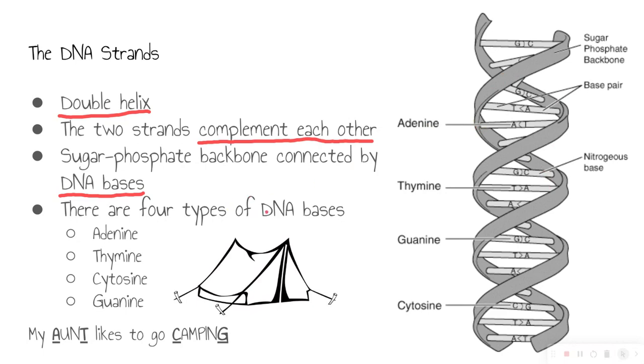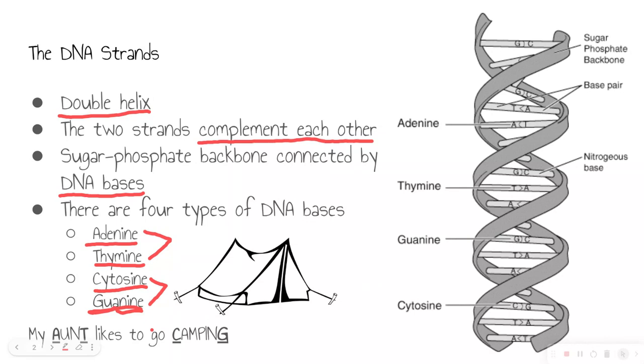And there are going to be four types of DNA bases, and they are adenine, thymine, cytosine, and guanine. And they are always going to bind in a certain way. So adenine and thymine are always going to bind together. A and T are always going to bind together. Cytosine and guanine are always going to bind together. C and G are always going to bind to each other.